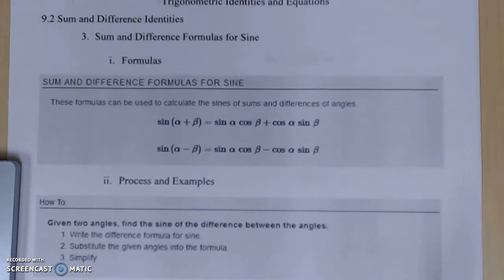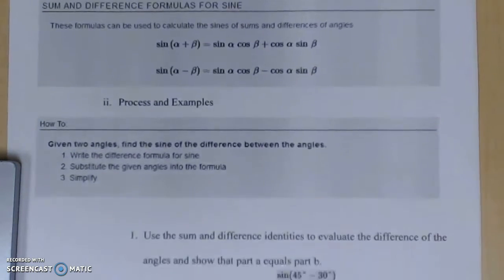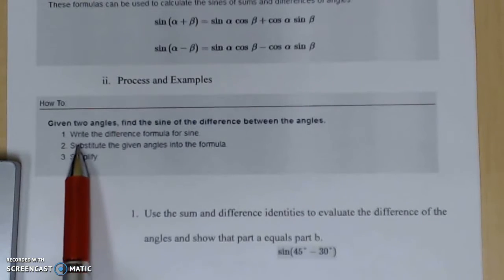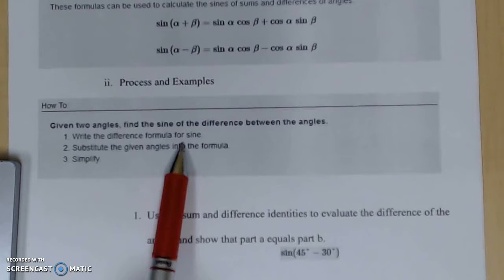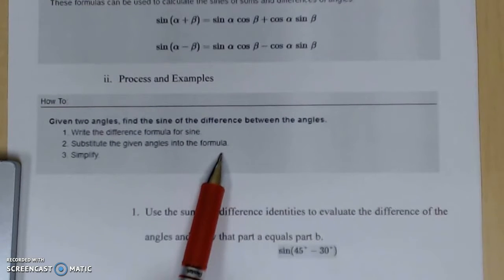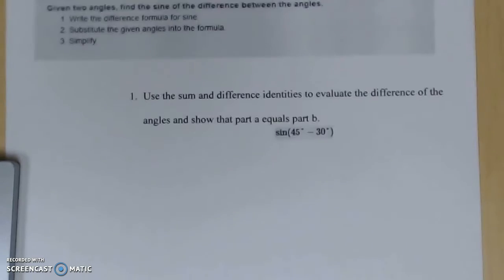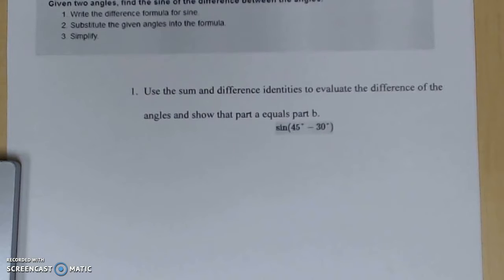And so just like with cosine, I'm going to take some similar processes and steps to get there. So part 2 here, processes and examples. We are going to write the difference formula for sine, substitute the given angles into the formula, and then simplify. Very much like we just did with cosine. So number 1, here's how the instructions may be worded.